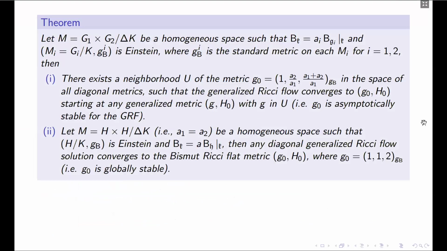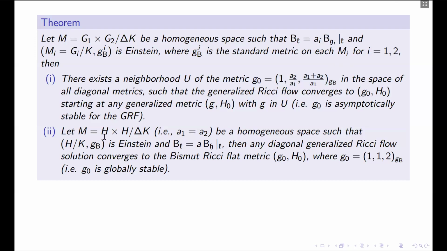In this setting, an aligned homogeneous space is such that we have this condition of the Killing forms, and each homogeneous space in M1 and M2 has its standard metric Einstein. We see that G0, this Bismuth-Ricci flat metric, is asymptotically stable for the generalized Ricci flow, meaning that if you start near enough the metric, you go to the Bismuth-Ricci flat metric by the flow.